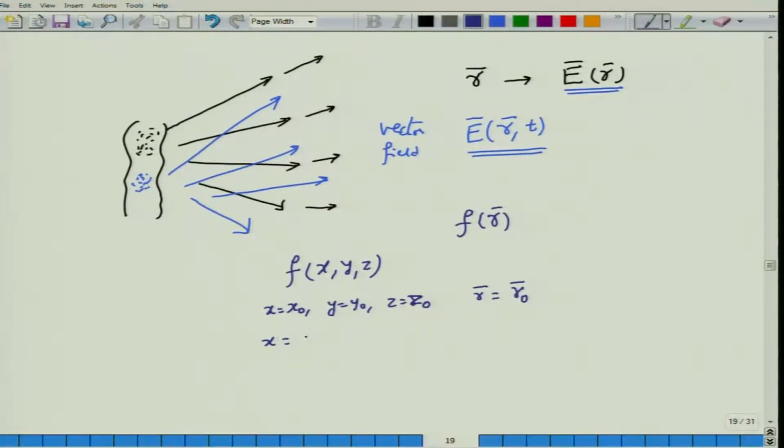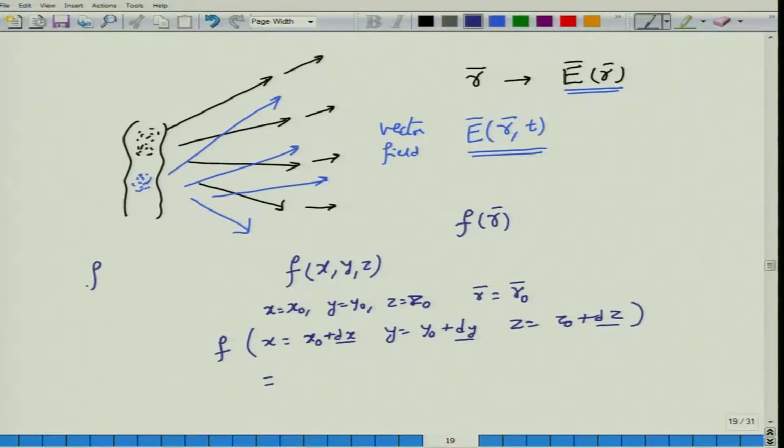Now, if someone asks me what is the value of the scalar field at x0 plus dx, y equal to y0 plus dy and z equal to z0 plus dz, where these values dx, dy and dz are assumed to be very small, so that I am not considering a point that is very far away from x naught, y naught and z naught. It is actually a pretty close point, and the answer to this question is given by Taylor's series, right.